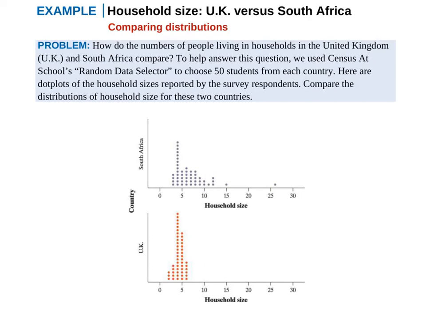So let's work through an example together where we can compare the distributions of, for example, household size, or the number of people living in a household, in the United Kingdom versus South Africa. So our problem is, how do the numbers of people living in households in the UK and South Africa compare? So this great resource called Census at School, they have a random data selector. They chose 50 students from each country, the UK and South Africa. And so here are the dot plots of the household sizes reported by the survey respondents. So let's compare the distributions of household size for these 2 countries.